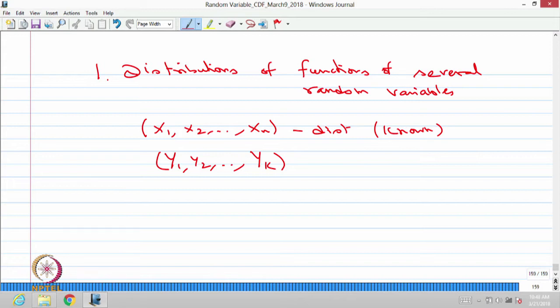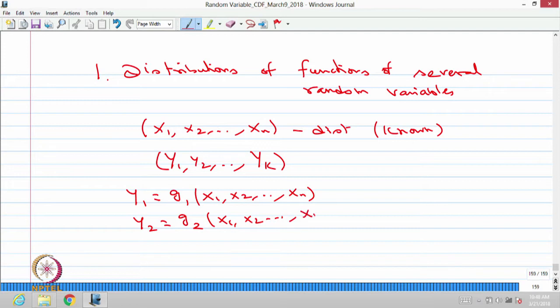For that, we are going to create the relation of yi's in terms of xi's. That means y1 you can think of as a composite function of the n random variables. Similarly, you can think of y2 as another random variable which is a function of the x1, x2, xn random variables. Like that we have k random variables.